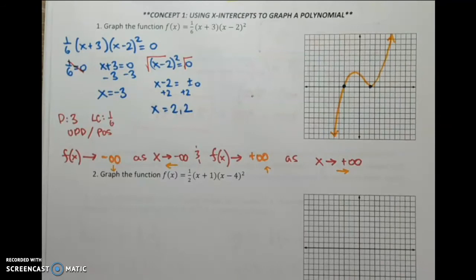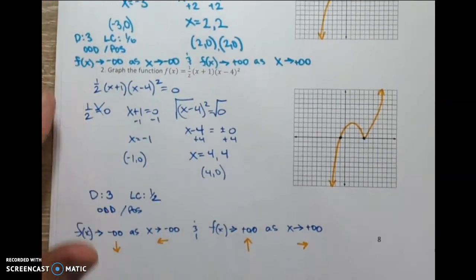Alright, you're going to do the same for number 2. Set the function equal to 0. Set each factor equal to 0. Solve. Plot those points. Find the end behavior. And graph your polynomial function. I'm going to go ahead and show you that answer here. So pause now for number 2, because here is the solution.